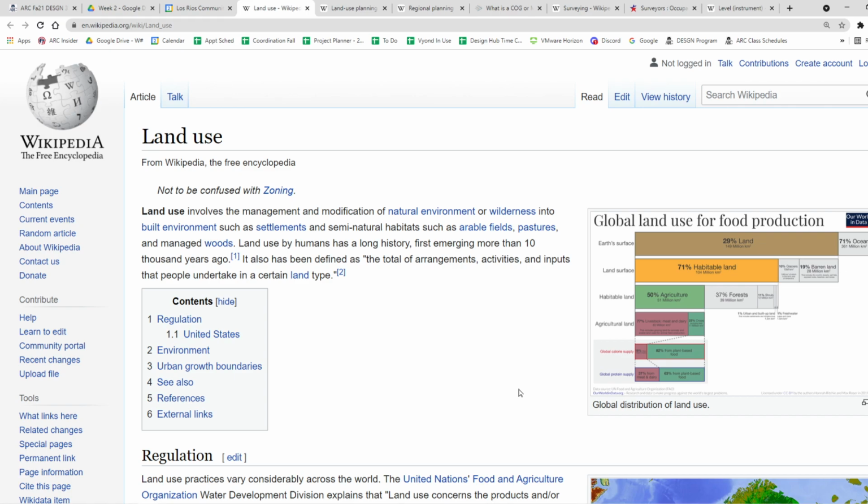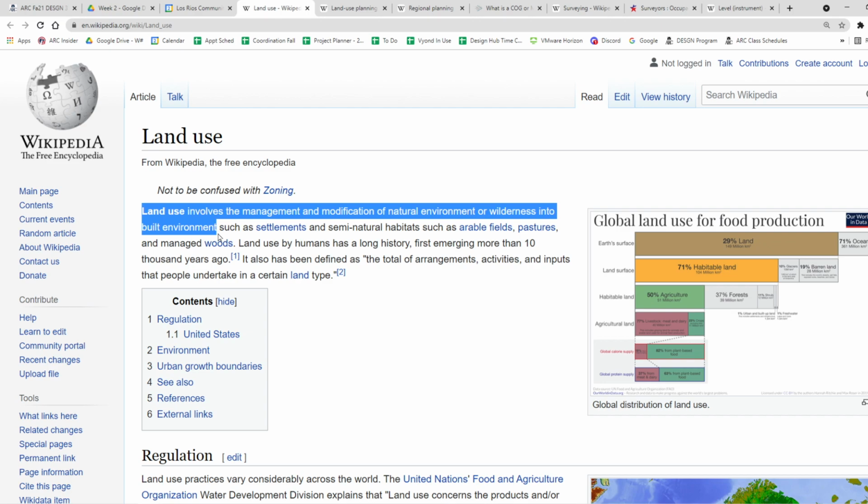Well, we'll be getting into it here, but that's basically land use. What you should take away, obviously, if you were looking at this, is this very first one. There we go. Land use involves the management and modification of natural environment or wilderness into built environment. And of course, from there, you go crazy looking at stuff.